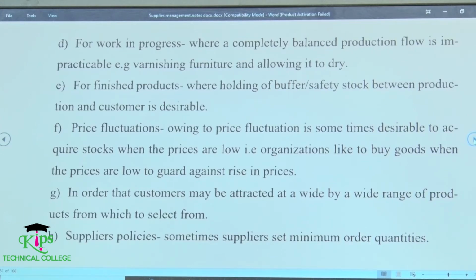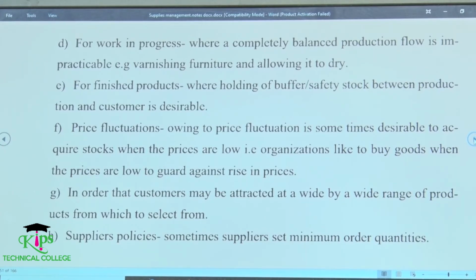You also need to consider the finished products. So the organization holds safety stock, and this allows customers to be satisfied and to get the desirable goods that they require. We also have price fluctuation. Some organizations hold inventory to avoid issues to do with price fluctuation. Remember, sometimes the prices can be high or low. So organizations normally buy goods when the prices are low so that they can hold them and sell them when the prices are high.